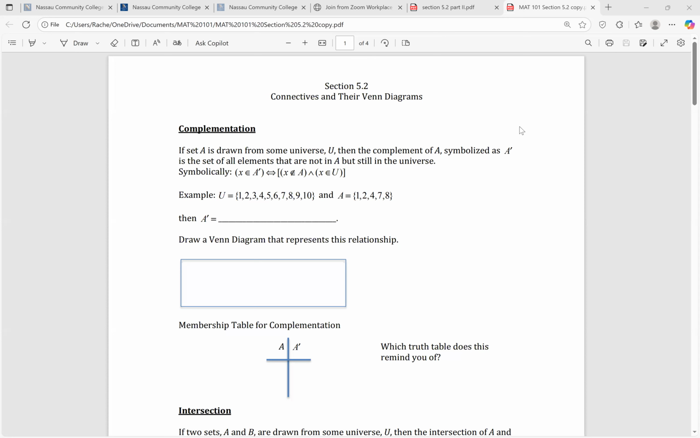So this little mark after the A is called prime, or we could say a complement. It's the same thing, but that symbol's a prime symbol. So that would be the set of all elements that are not in A, but still in the universe.